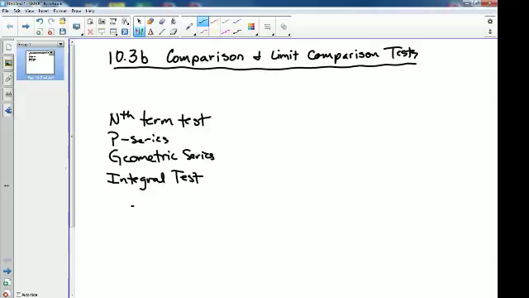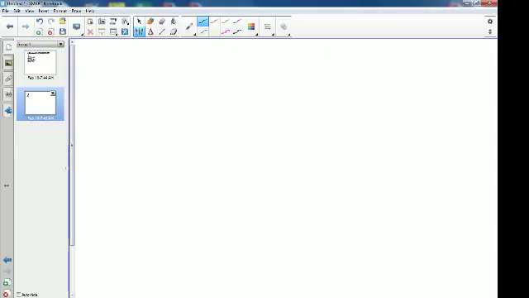Today we're going to add two more: comparison and limit comparison. They're very similar. Both obviously drive on comparing two different series in order to determine convergence. So we have 4, 5, 6 today. Next week we add our final 3, and we'll end up with 9. Okay, we'll write cards for all of them. So, comparison test.